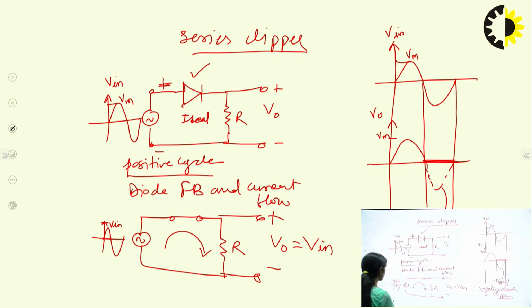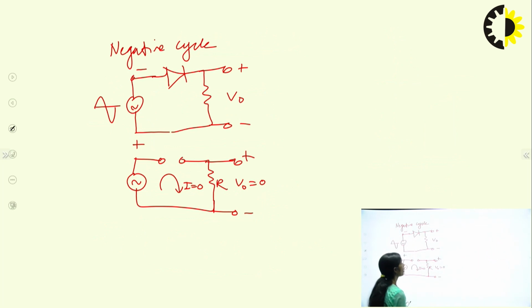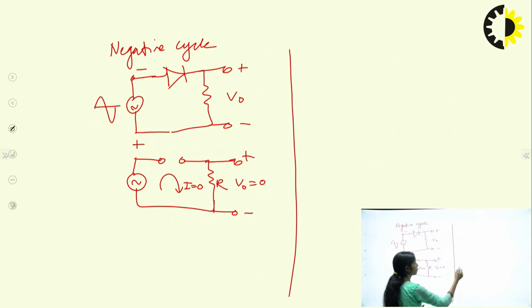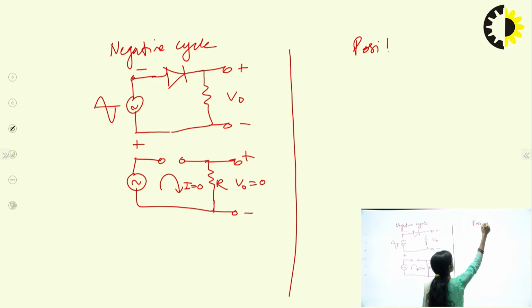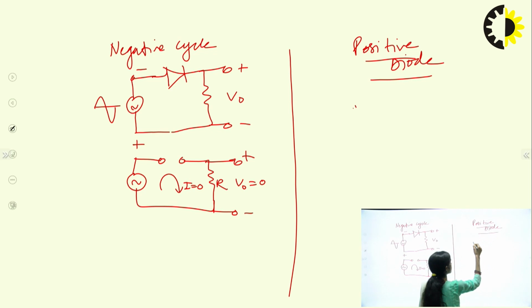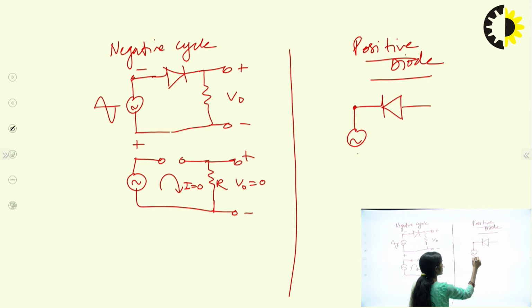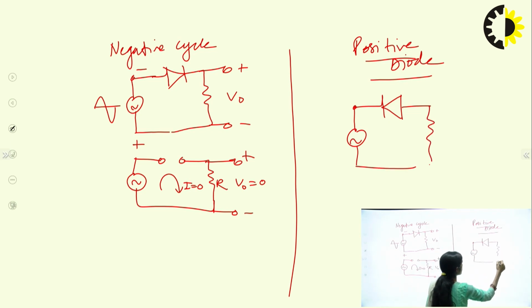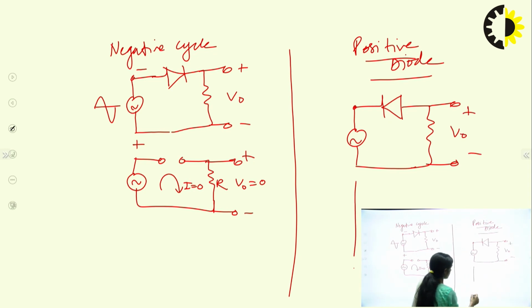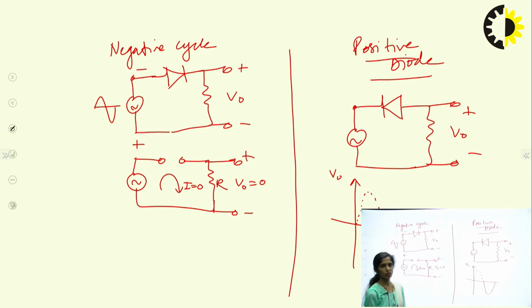So next we can talk about the positive diode clipper. The positive diode clipper is the same as the negative clipper, only the connection is reversed. The diode will be connected in the reverse manner compared to the previous circuit. So this is the positive clipper. In this we will get the output where the positive input is clipped and we get the negative cycle only. This is said to be the positive diode clipper.